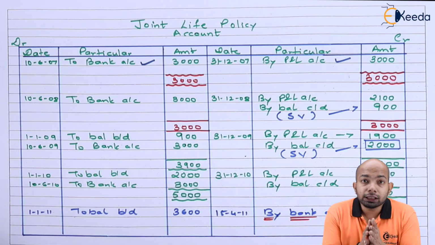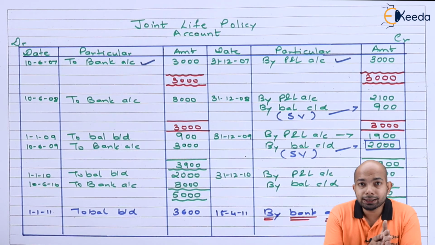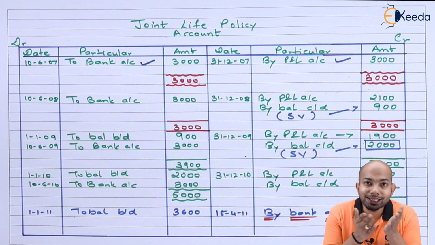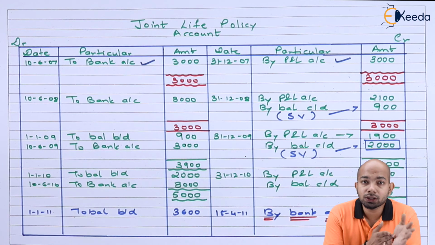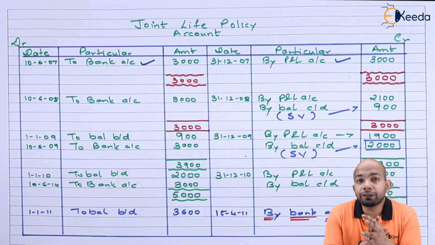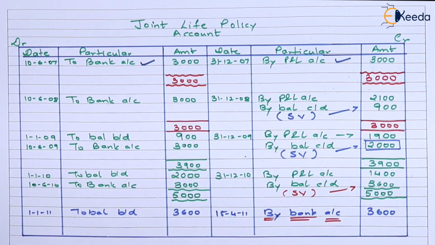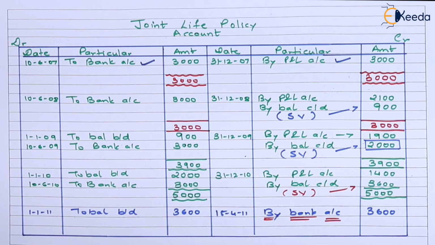Now even for the year 2010, the last year, where the premium amount has been paid as 3000, the balance has been carried down from the previous year as 2000. That brings the total of 5000 on the debit side. And in that year itself, the surrender value was mentioned as 3600. The profit and loss appropriation here is 1400, and that is supposed to be carried forward in the year 2011. That has been done.